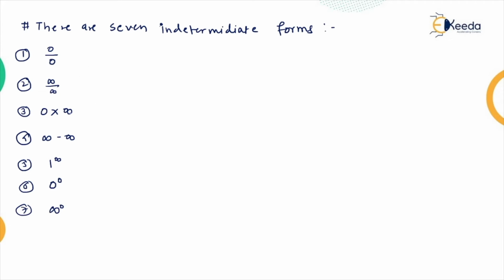So guys, you only have to observe what the numerator is and what the denominator is. Suppose the numerator is 0 and the denominator is 0, then it is called the 0 by 0 indeterminate form. So there are 7 indeterminate forms, and these limits can be solved by using L'Hospital rule, guys.